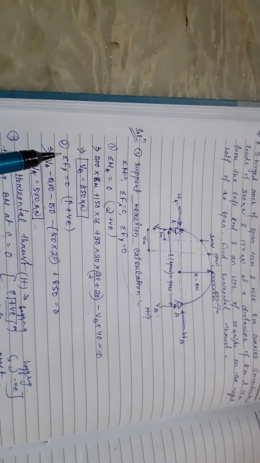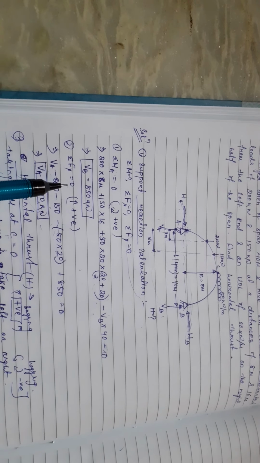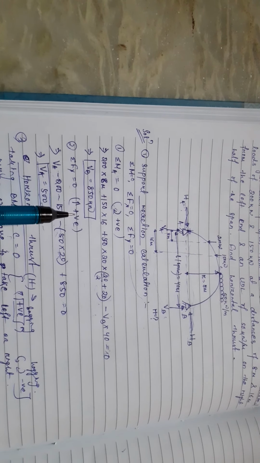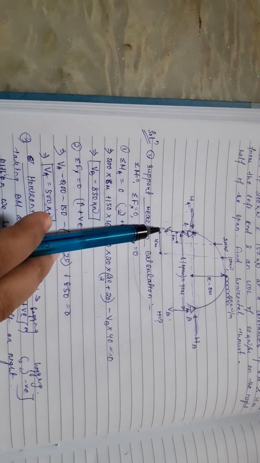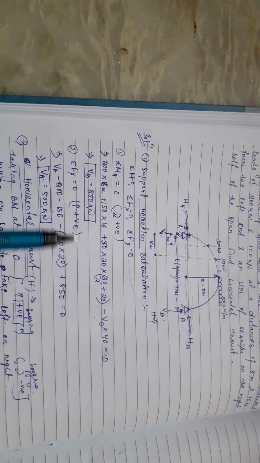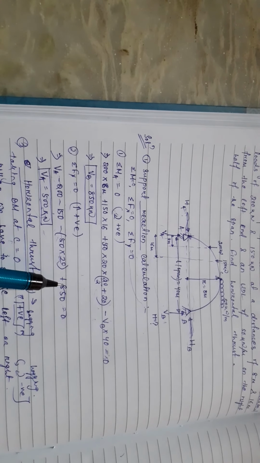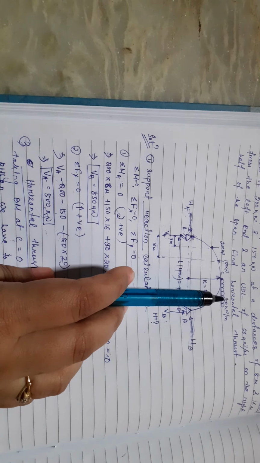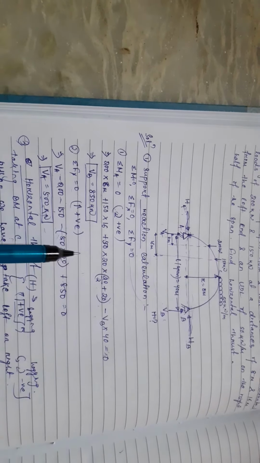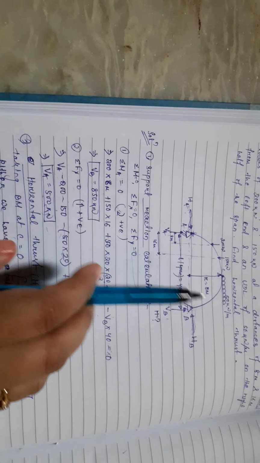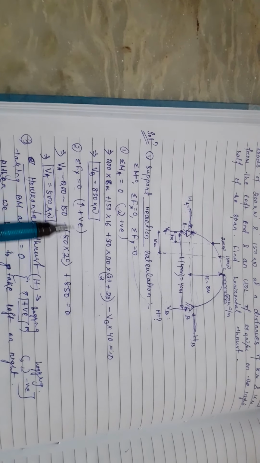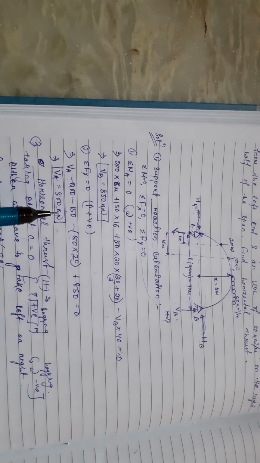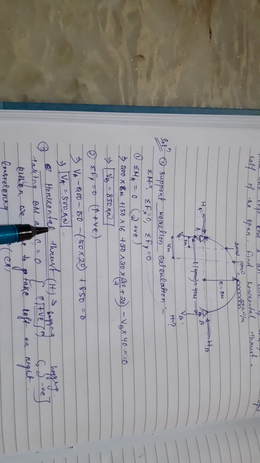Then after that, we take the summation of Fy equals to 0. In Fy, we take all upward forces as positive. The upward forces are VA and VB, which is 850, and the downward forces are 200, 150, and for the UDL, load into distance, 50 into 20. All are negative, acting downward. By solving this equation, we calculate VA equals to 500 kilonewton. Then we calculate the horizontal thrust.